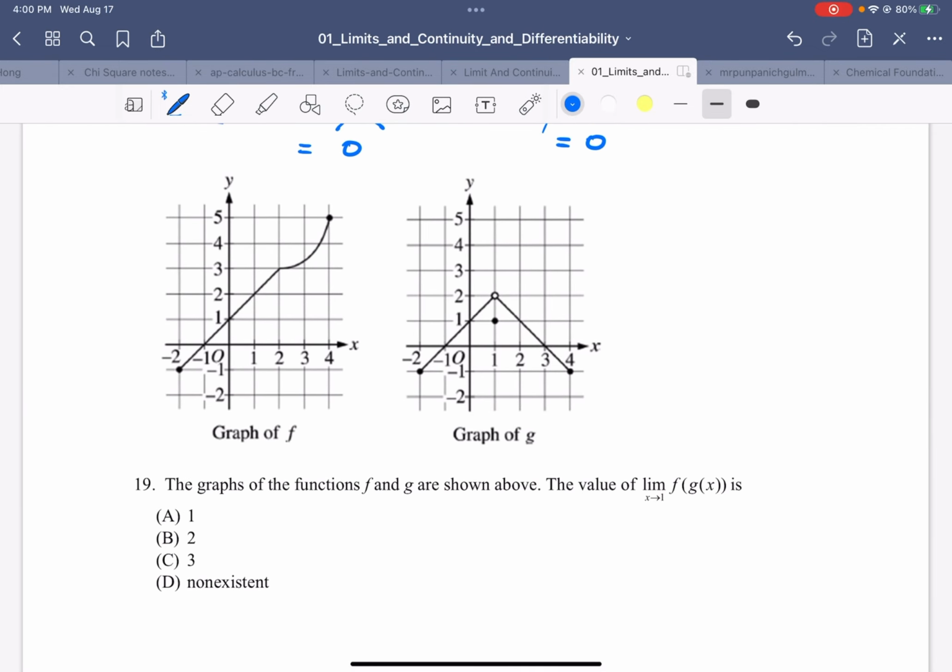Number 19, the graph of the functions f and g shown above. What is the limit value as x approaches 1 of f of g of x?